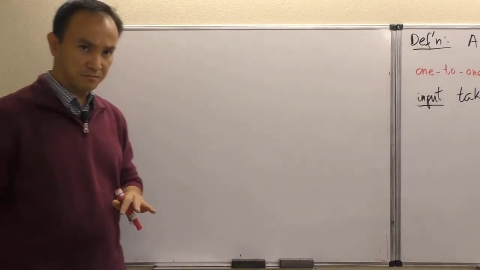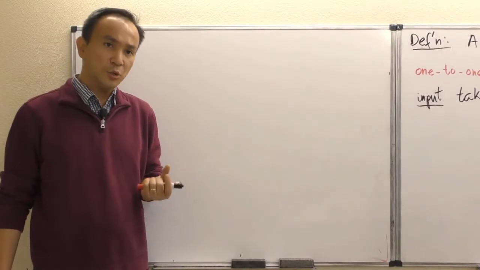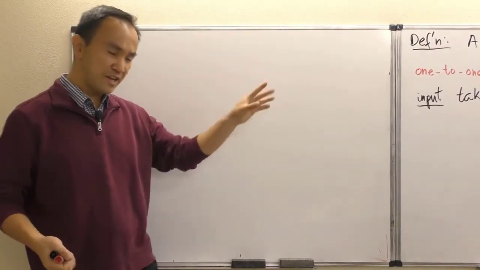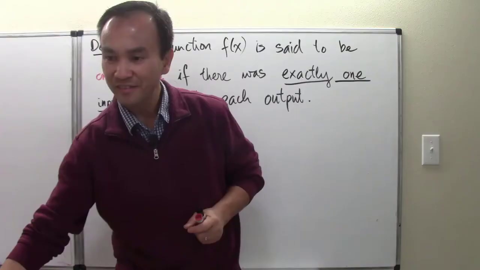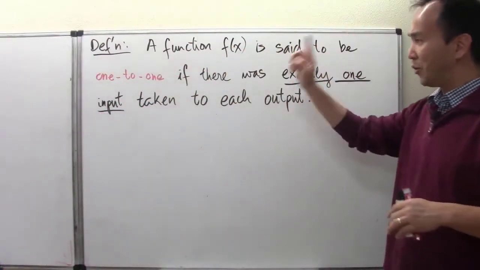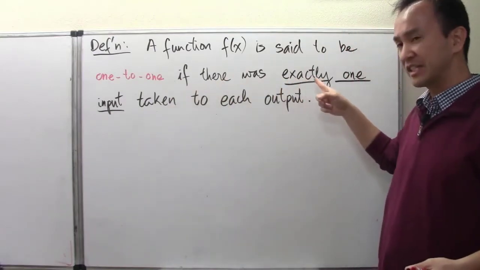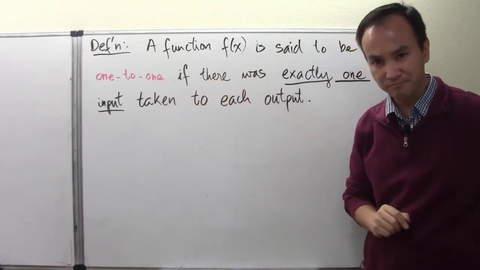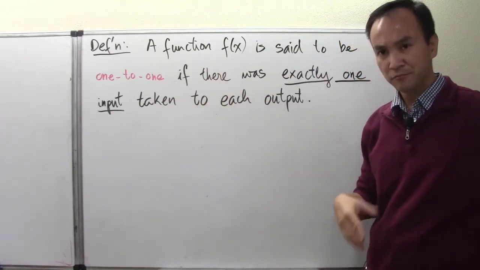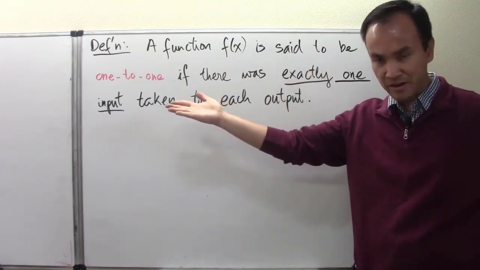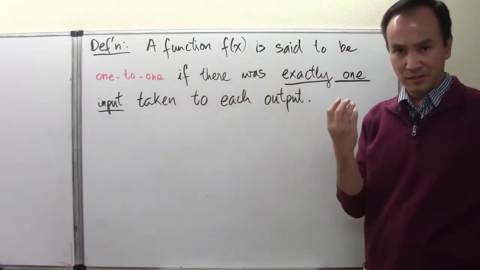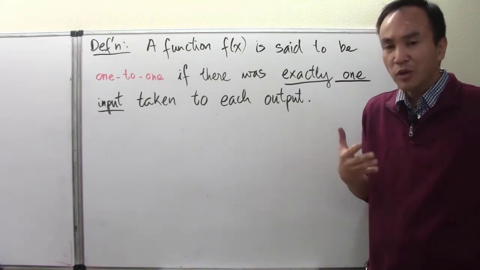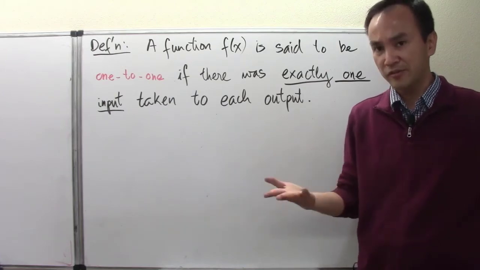All right, so I started out the idea of a 1-to-1 function through a table explanation, and then we came to the definition. A function is said to be 1-to-1 if there is exactly one input taken to each output. In the first example, we worked through it with the table. But a table is only one among the different ways to represent a function.